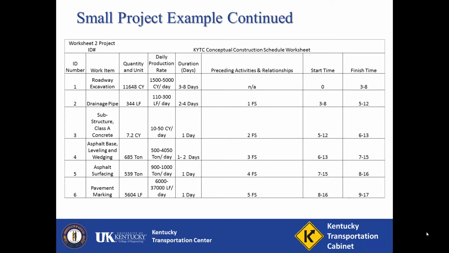Completing worksheet 2 will provide all the necessary information for preparing a contract time estimate for the project. In this example, the project is estimated to take between 9 and 17 working days. Again, this does not account for weather, weekends, holidays, etc.